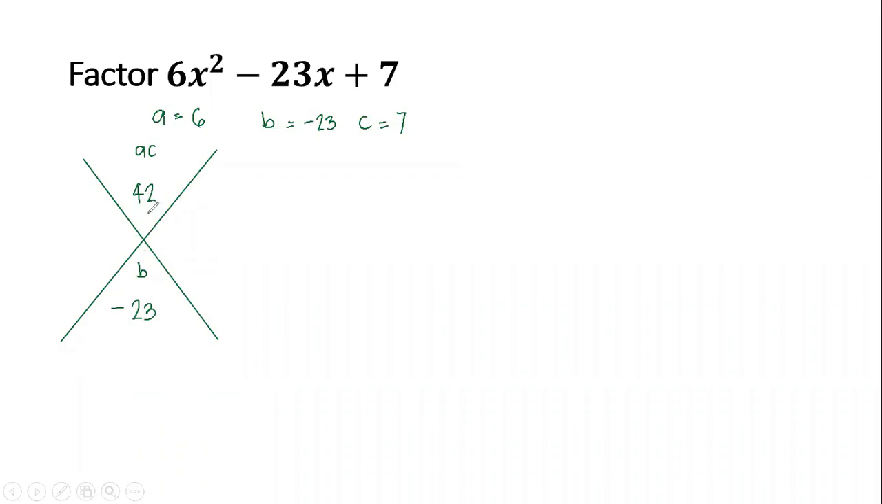Now let's find the factors of 42 that will sum up to negative 23. So let's list down all the possible factors of 42. Let's start with 1. 1 times 42, 2 times 21, 3 times 14, and 6 times 7. And since again, our B, or the middle term, is negative 23, that means all of the factors would be negative, also because the constant is positive. So negative, negative, negative, negative.